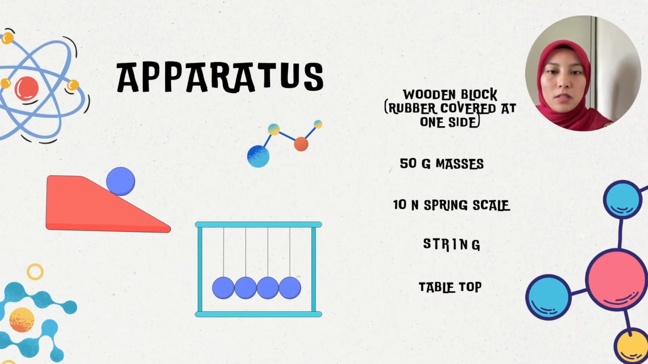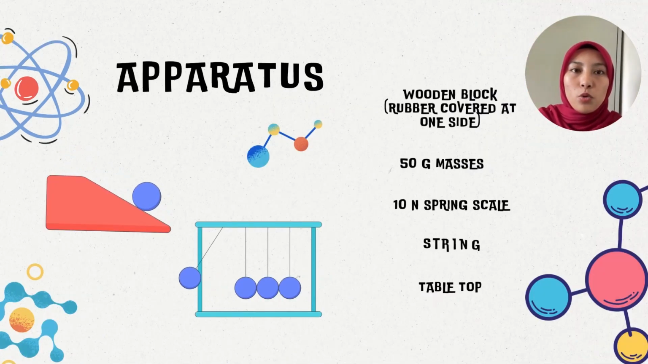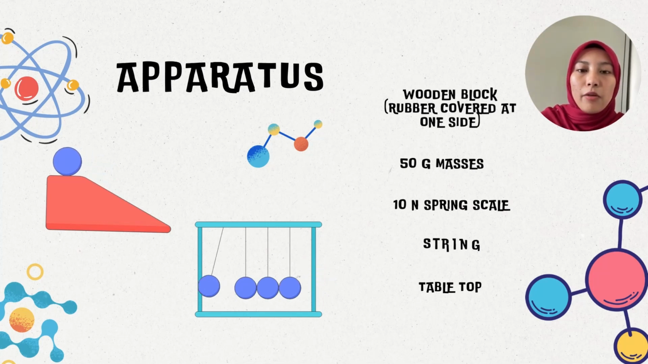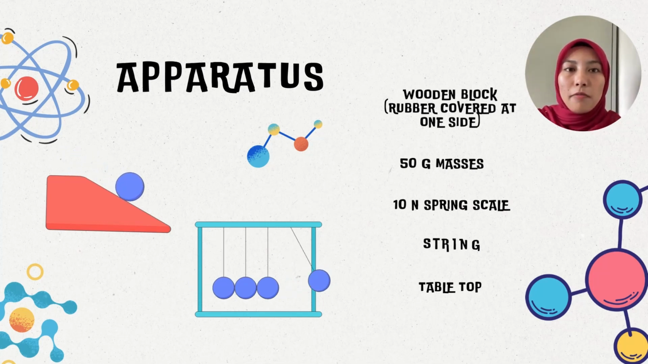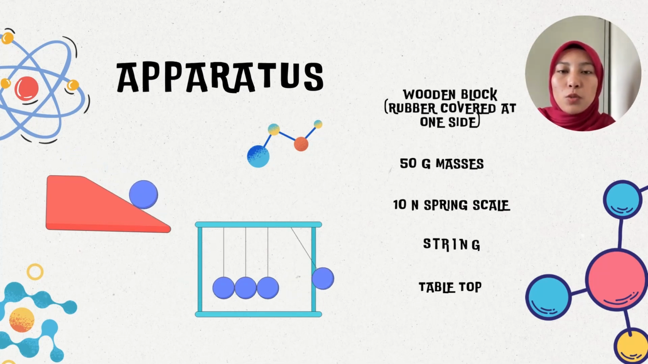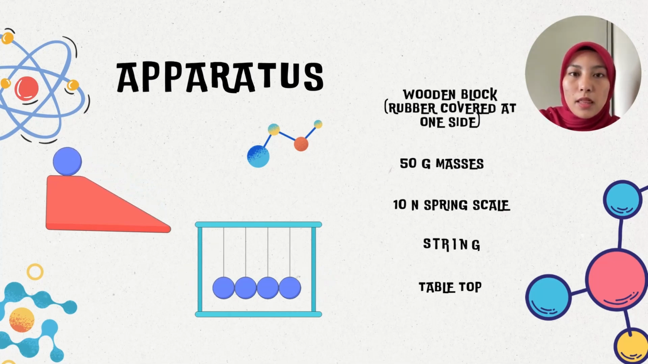Next is apparatus. The apparatus is a wooden block, rubber covered at one side, 5 gram masses, a 10 Newton spring scale, string and tabletop.